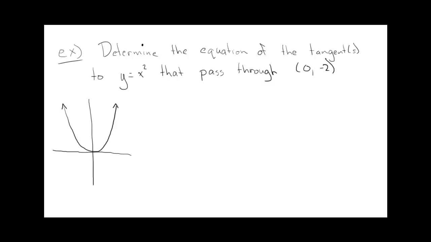So this is a curve y equals x squared, and then where is the point 0, -2? It's down here. Well, that's a little different, right? Normally, we're given a point that's on the curve, so we can just find the derivative and then sub that point into the derivative, and that will give us the slope. But this point is not on the curve.